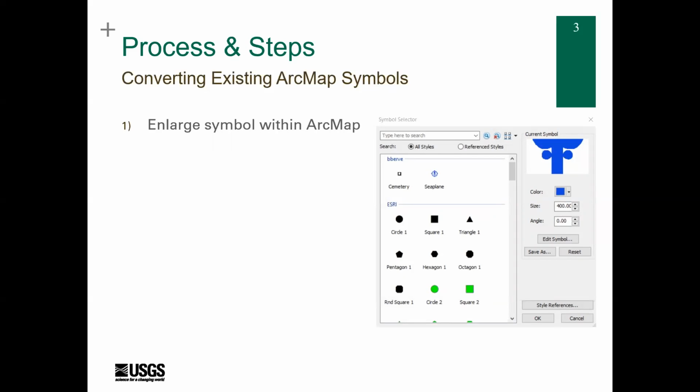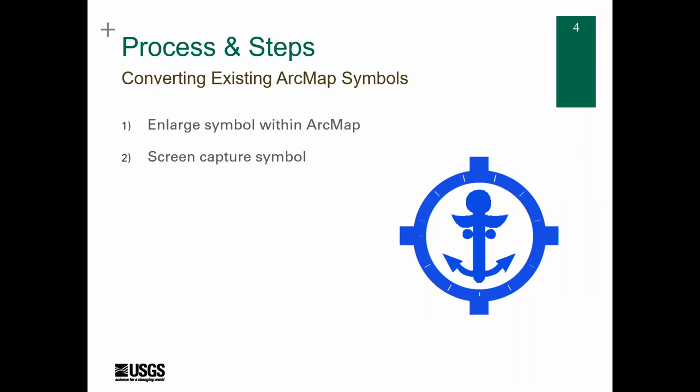Usually something ridiculously large would do the trick. Most of the symbols I traced were enlarged to something around 400 points. This allows a large, hopefully clear image to recreate in Illustrator. The second step is to take a screen capture of your symbol.